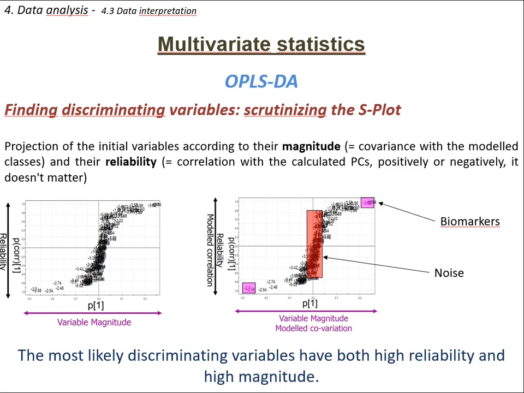On the top right, you have biomarkers, and on the bottom left, you have also biomarkers. The only difference is that they will have opposed values in the different samples. So the biomarker on the top right will have strong values maybe in condition A and low values in condition B, while the biomarkers in the bottom left will have high values in sample B and low values in samples A. So this is an indication of the discriminating variables.